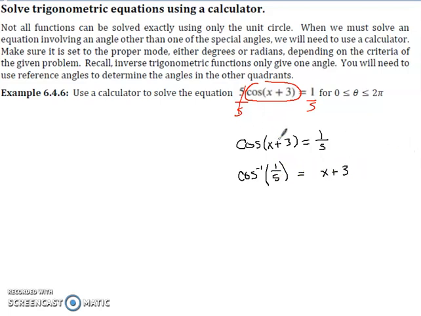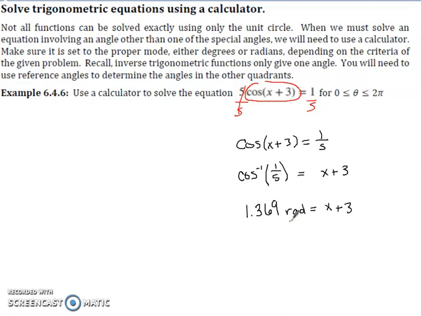Cosine of my angle equals my ratio, but inverse cosine of my ratio will give me the angle that I need to get there. So I'm going to go ahead and pull up a calculator and evaluate inverse cosine of 1/5. And then once I've evaluated this left-hand side, I can then solve for x. Using my calculator on that left-hand side, I get 1.369 radians is equal to x plus 3.